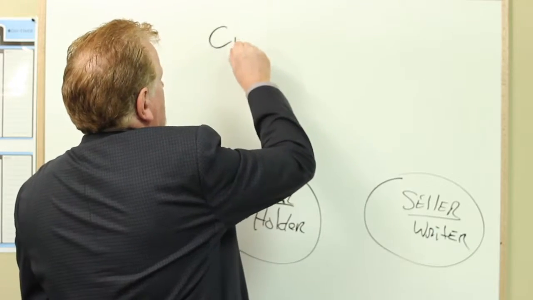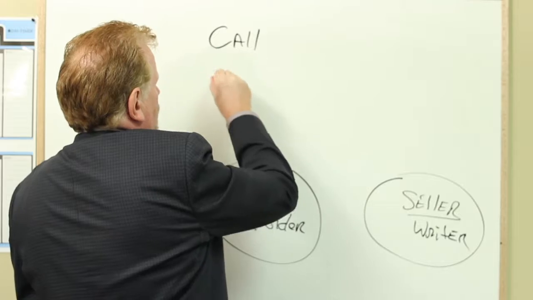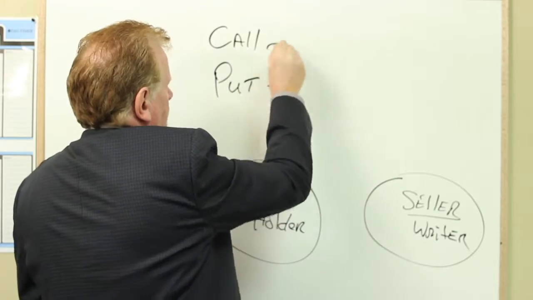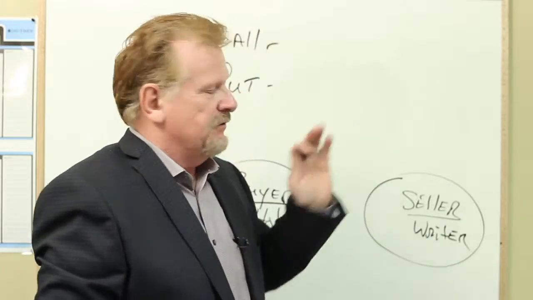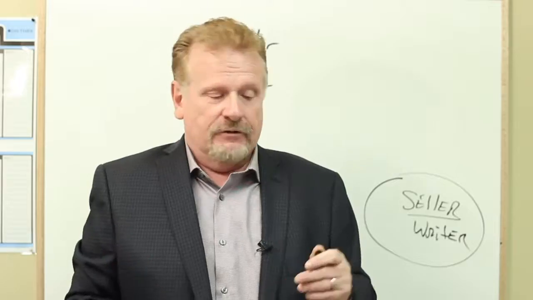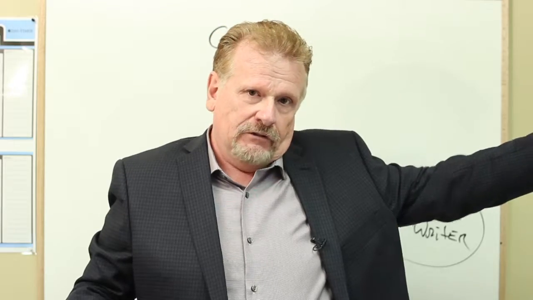Now, there are two types of contracts. One is a call and one is a put. A call is where we're acquiring the right to buy a stock in the future, a specific stock for a specific price sometime between now and the expiry date of the contract.